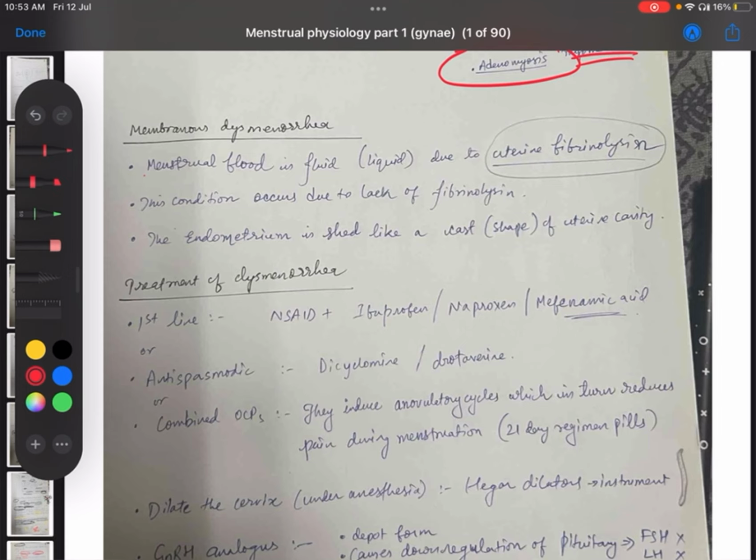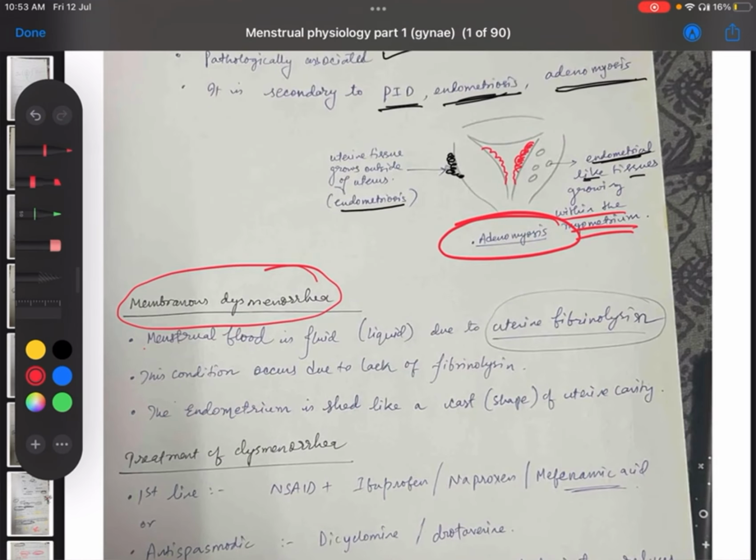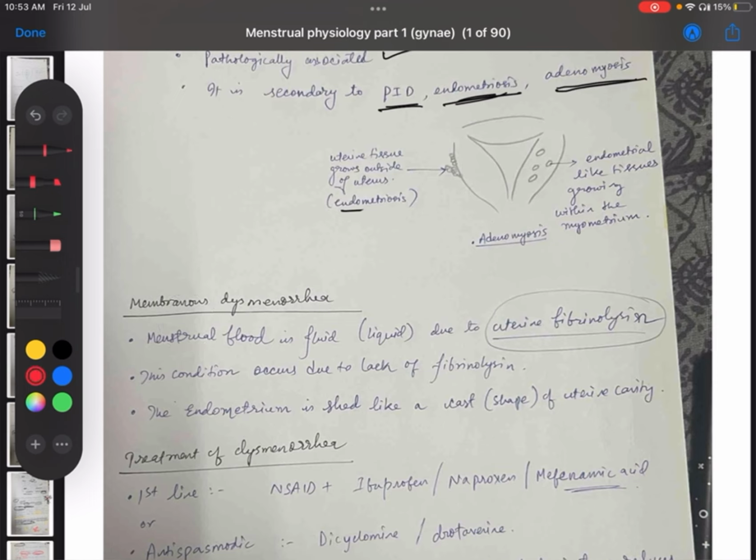Now, membranous dysmenorrhea. Membranous dysmenorrhea is a special condition. What happens in the uterus? In the uterus, the menstrual blood is always liquid. Have you ever noticed why it doesn't get clogged? Obviously, it should be clotting inside, but it doesn't get clotted because there is uterine fibrinolysin. Fibrin you have studied in blood clotting. So the condition occurs due to the lack of fibrinolysin.